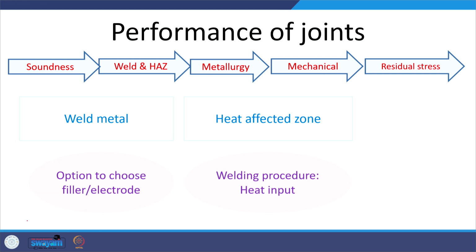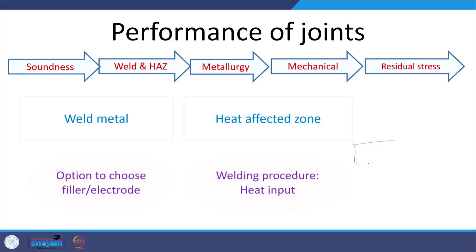So, the performance of a weld joint is governed by two main aspects. One is the weld metal: whether it is free from defects and has the desired microstructure. The other is the heat affected zone: what kind of microstructure is there, and what metallurgical transformations are taking place. Both these factors govern the mechanical performance of the weld joint, and depending on the composition and the heat input, that will determine the residual stresses. So, that is about the major factors and their effect on the performance of the joint.